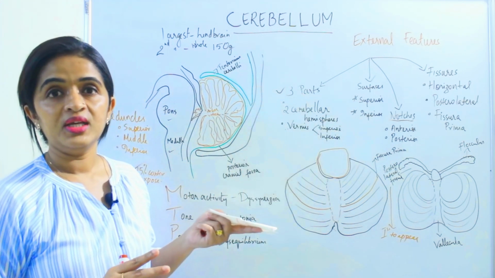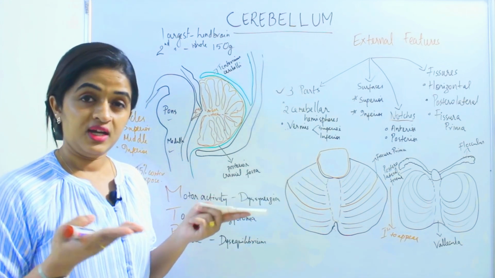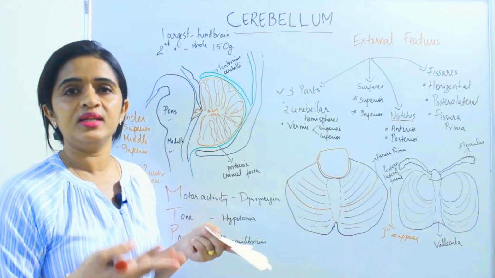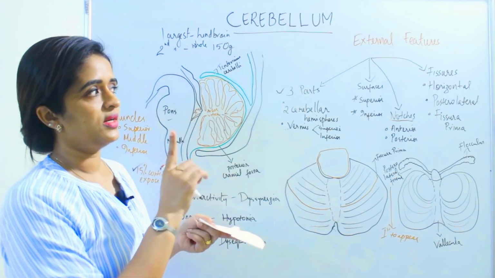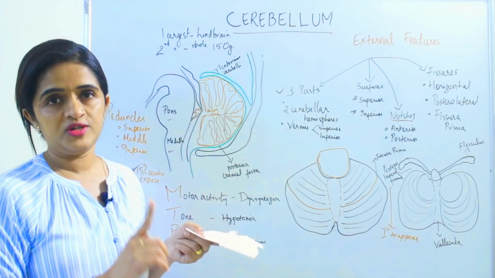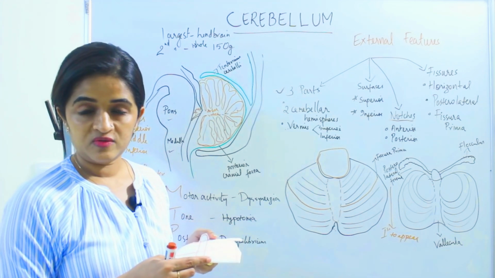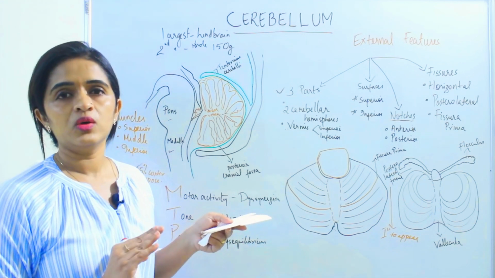Now we will see the important fissures. We know the cerebellar cortex is arranged in the form of leaves or folia, and we have numerous fissures between these leaf-like cerebellar cortex. But we are talking about only the important fissures which you should be remembering. So let's see what are the important fissures. The first and foremost is the horizontal fissure. Where will you look for the horizontal fissure?